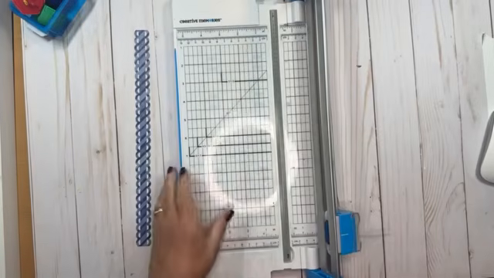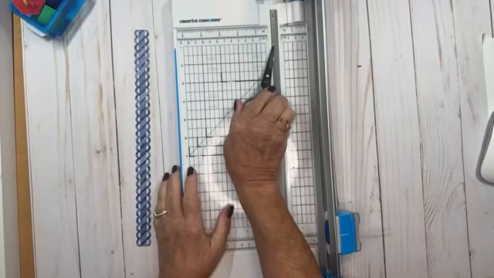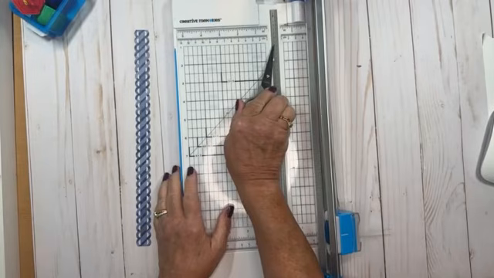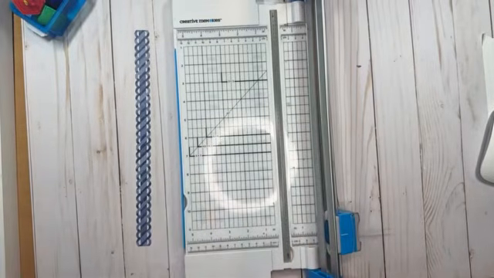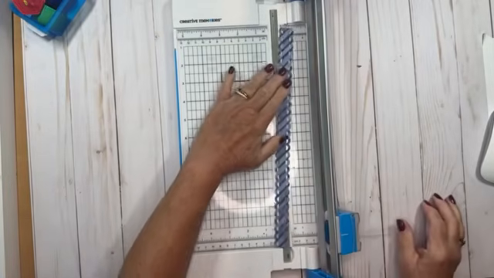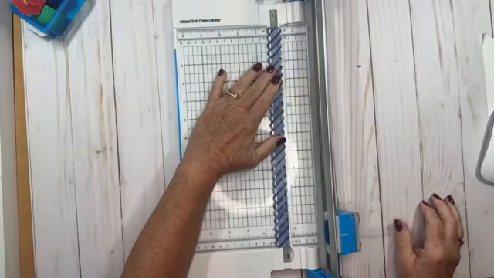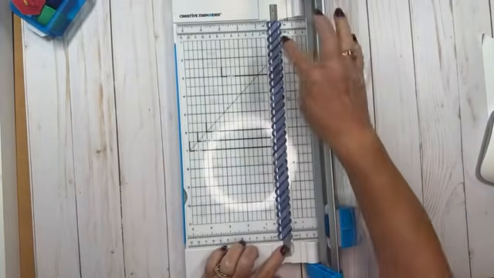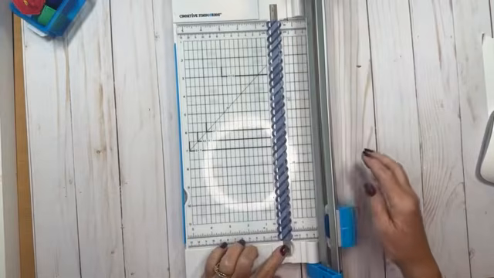Now, I want to tell you that this line on the left of your cutting mat is the line that cuts, okay? So, you want to line this up right exactly in the middle. You can see that little line on the bottom and the top.